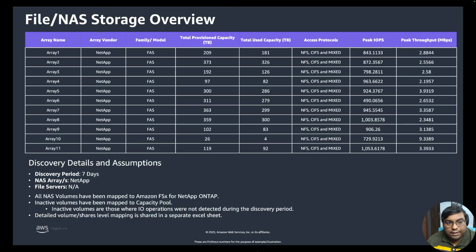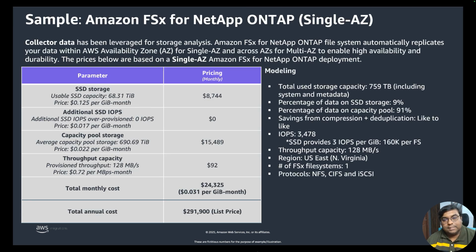So it tells you, hey, in area one you have this, you have that, peak IOPS, peak throughput. It measures and gets you all the data for the 7 days that we run. And what it does is the pricing, and then it tells you what are the things that you can do once you migrate.